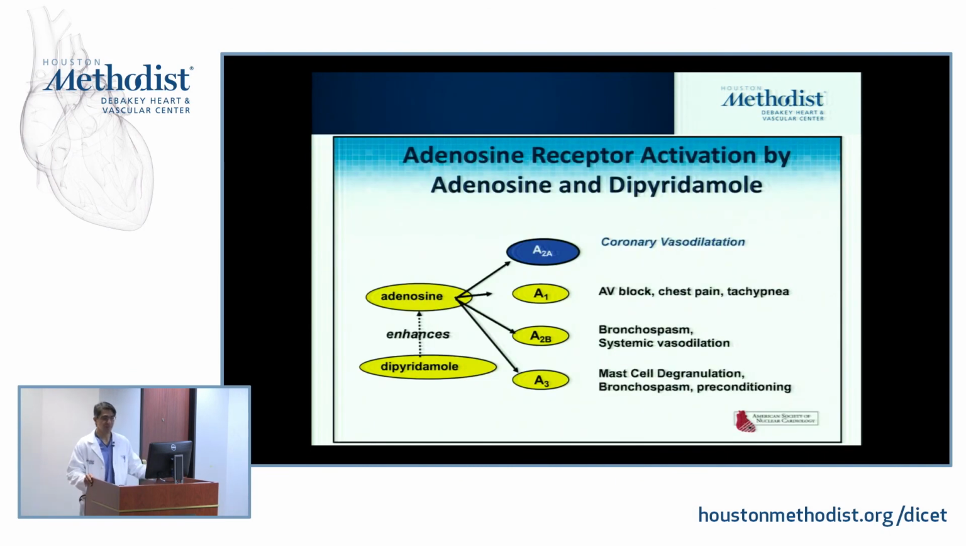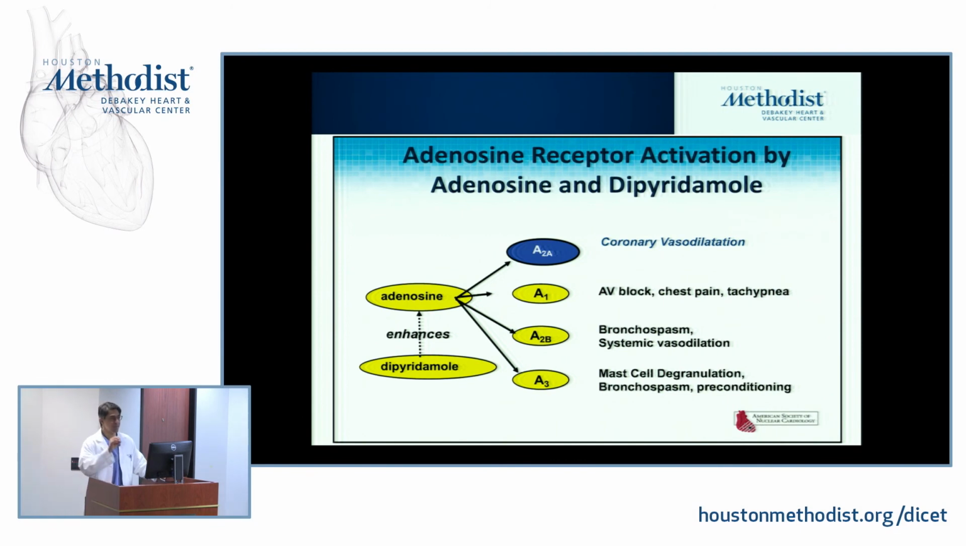Now, most of the pharmacological vasodilators work through the adenosine receptors. So dipyridamole enhances adenosine, and adenosine goes ahead and affects 4 different types of adenosine receptors, which are actually located all over the body. And some of these receptors that are activated are actually the cause of a patient's side effects.